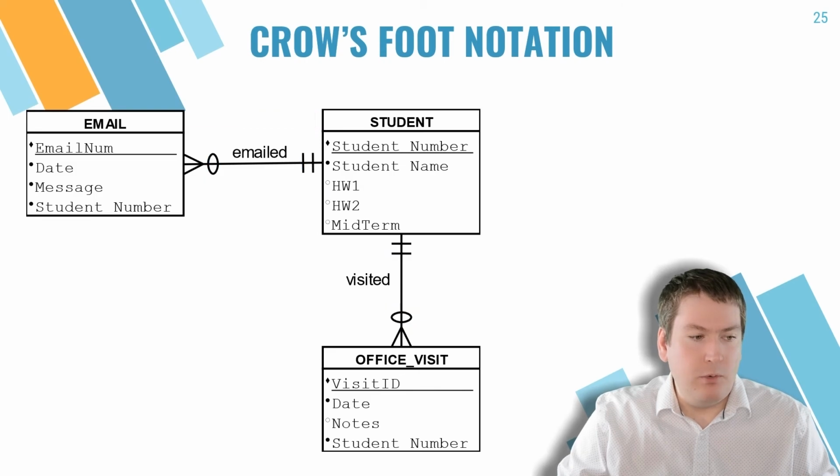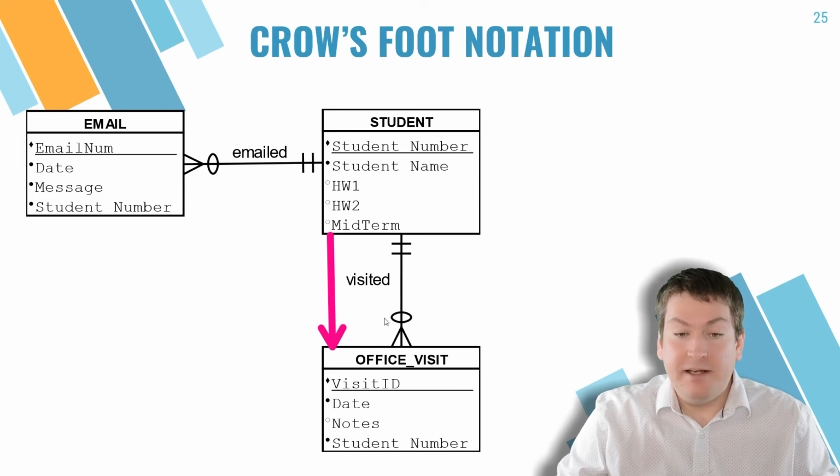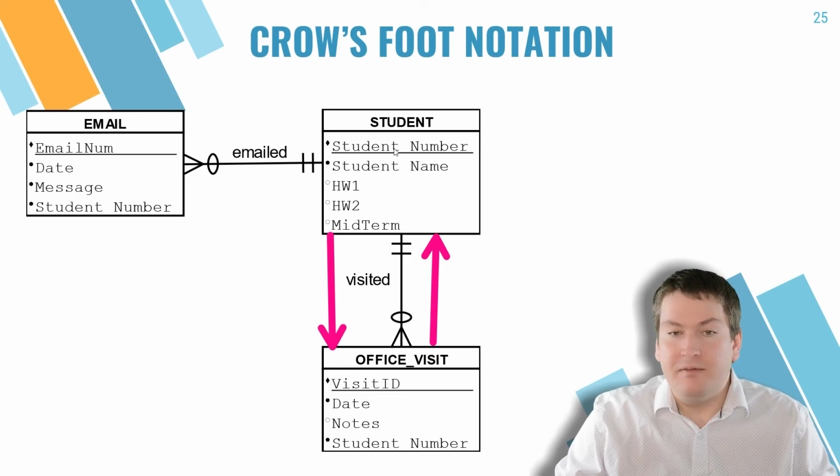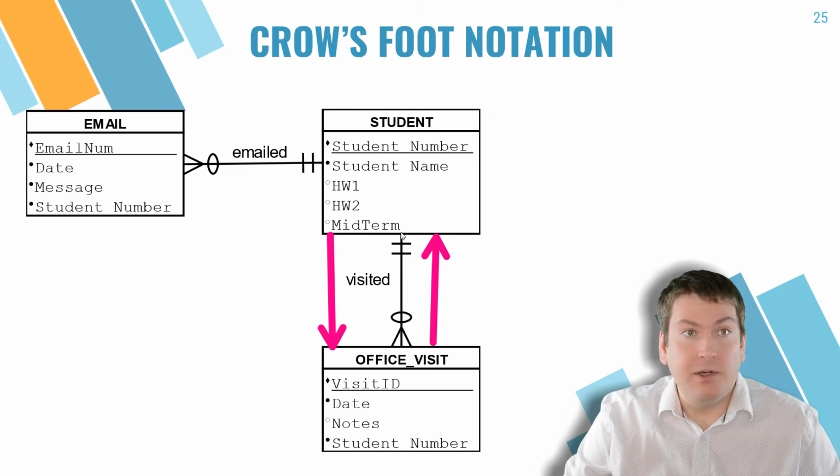Then we can take a look going down to office visit as well. We go from student down to office visit, and we see that we have an O or a 0 symbol here, a circle. And what that says is that this participation is optional. When we go up, we see that there's a dash, so that means participation of office visit is mandatory. So what this means is a student can have 0 or many, 0 or more office visits, whereas each office visit has to be associated with 1 and exactly 1 student.